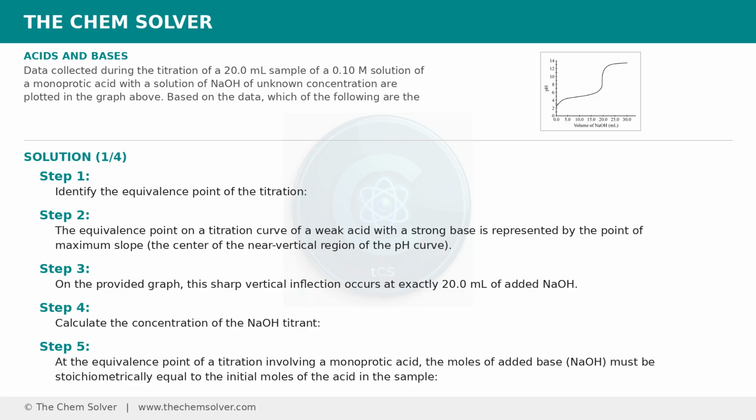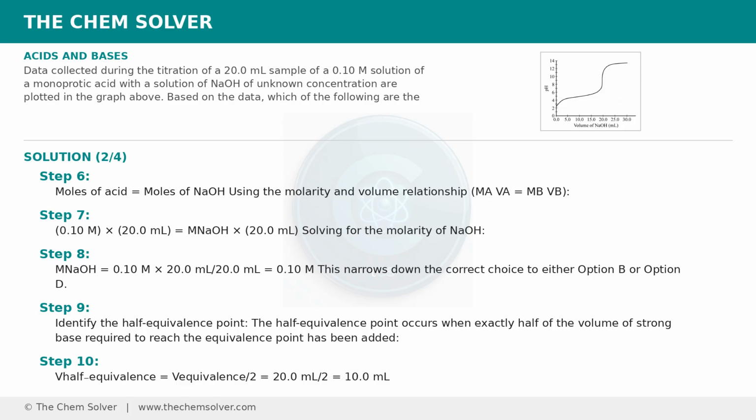Calculate the concentration of the NaOH titrant. At the equivalence point of a titration involving a monoprotic acid, the moles of added base, NaOH, must be stoichiometrically equal to the initial moles of the acid in the sample. Moles of acid equals moles of NaOH, using the molarity and volume relationship.